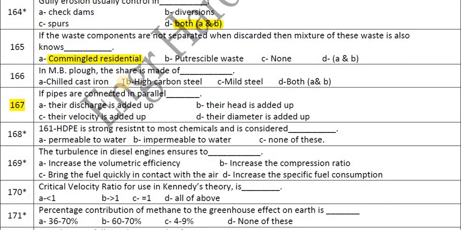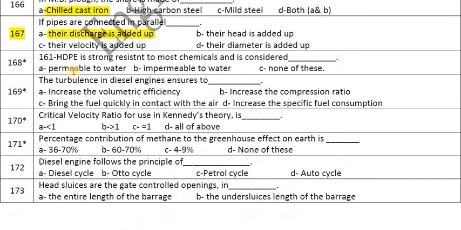In moldboard plow, the share is made of chilled cast iron. If pipes are connected in parallel, their discharge is added up. HDPE has strong resistance to most chemicals and is considered impermeable to water. The turbulence in diesel engines ensures to bring the fuel quickly in contact with the air.